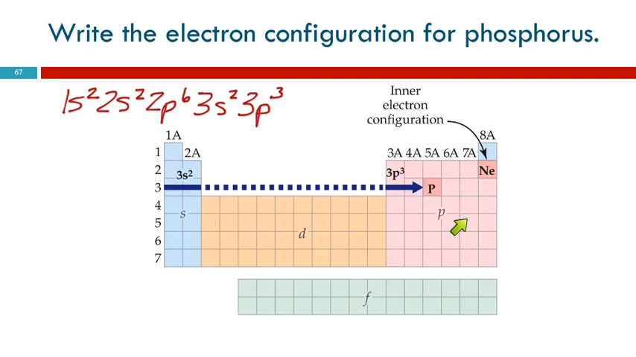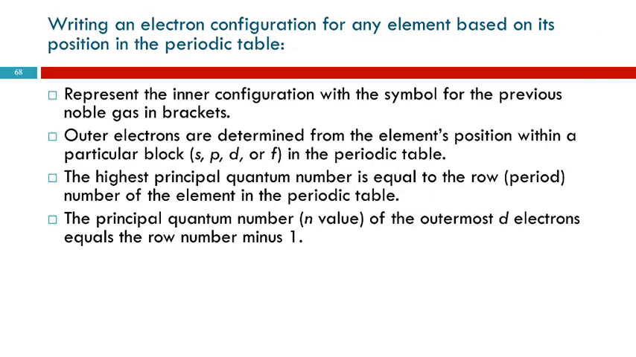This element over here, how many valence electrons does it have? 7. And how about this one over here? 1. The group number of the main group elements tells us the number of valence electrons. That is a summary of what we've talked about.